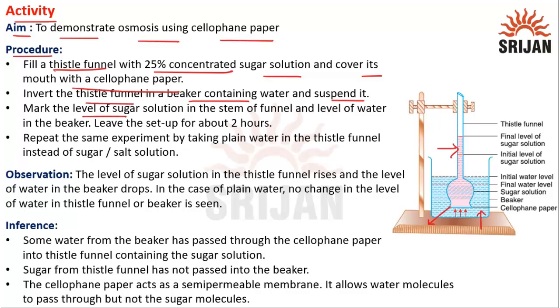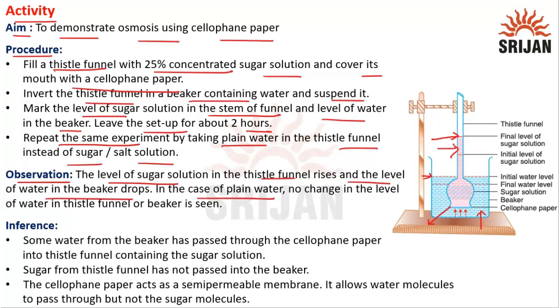Mark the level of sugar solution in the stem of the funnel. So the level is marked, and the level of water in the beaker. So this is also marked. Leave the setup for about 2 hours. Repeat the same experiment by taking plain water in the thistle funnel instead of sugar solution. What is the observation? The level of sugar solution in the thistle funnel rises and the level of water in the beaker drops. In the case of plain water, no change in the level of water in the thistle funnel or beaker is seen. So we can say that from the beaker there will be inward flow of water to the thistle funnel.